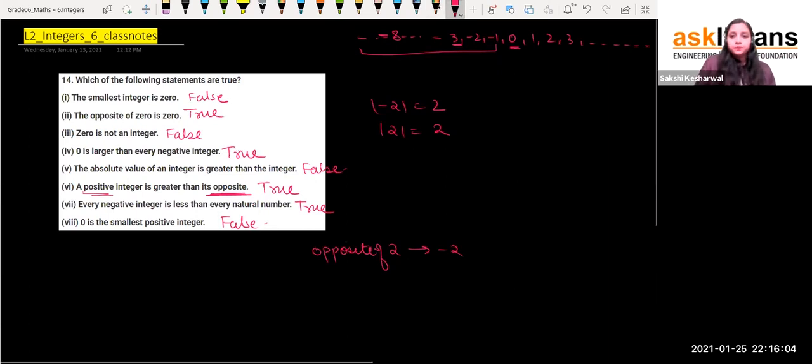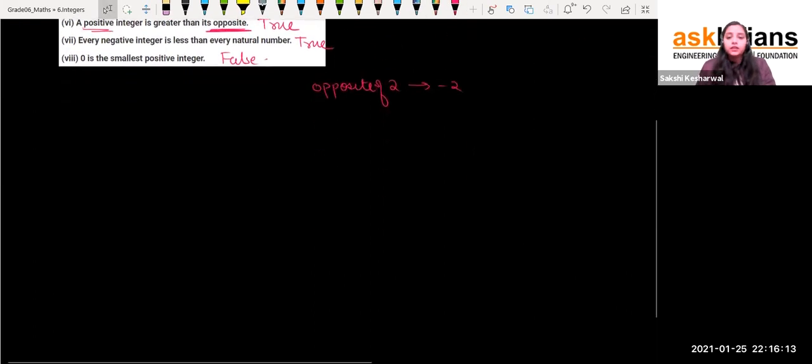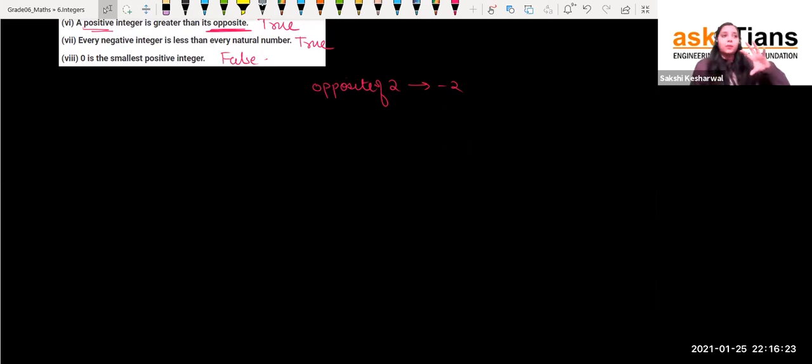Okay, so let's start with the new topic. As we have done with whole numbers, the closure properties and the properties of whole numbers, now let's do the properties of integers. Properties of integers are taught in class 6 as well as class 7. Some teachers teach them and some don't, but this is actually part of class 7.